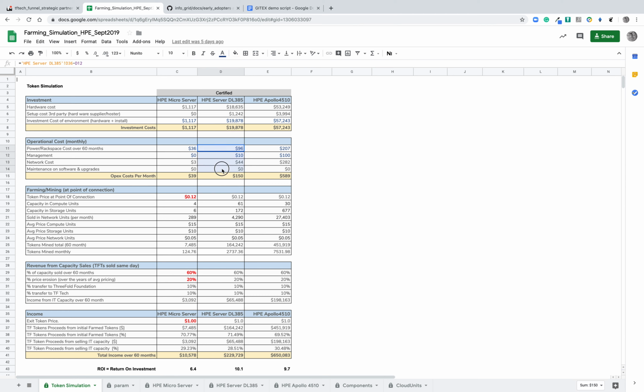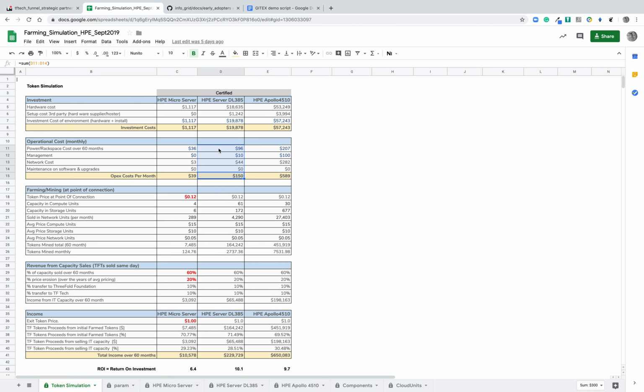Then you'll recognize the numbers here, which are for powering it on and having some management fee. The data center will charge some fees for your rack management or whatever. We've taken the assumption that it's $10 a month. The network that it's connected to is $44 in this case. So the actual running cost of running this server is $150. That's it.